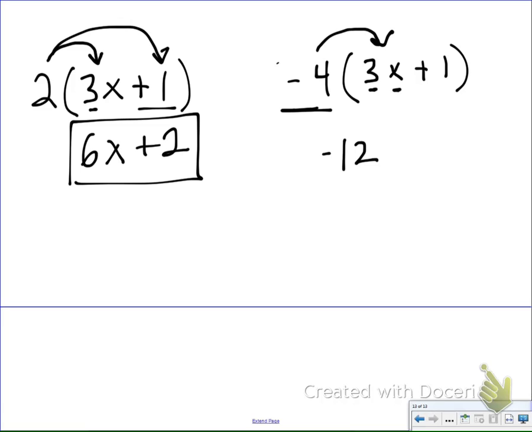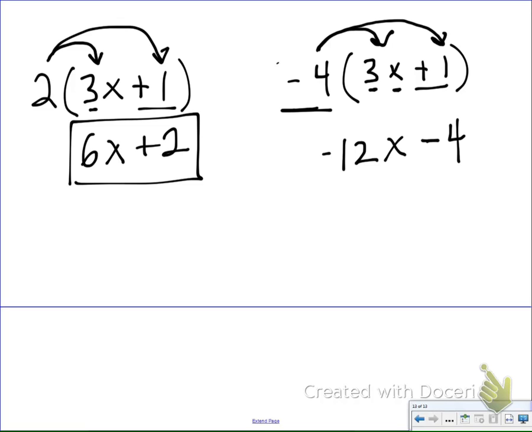Again, since it was an x, that was 3x. Now I'm going to have negative 12x. Okay, so I did my first term, now I have to do my next term. So we have negative 4 times a positive 1 this time. Again, our signs are different, so our answer is going to come out to be a negative. 4 times 1 is 4, and our different signs cause it to be negative.